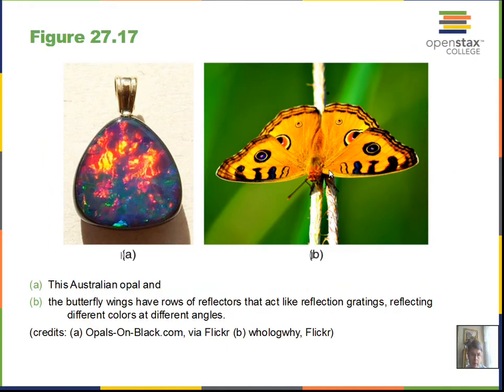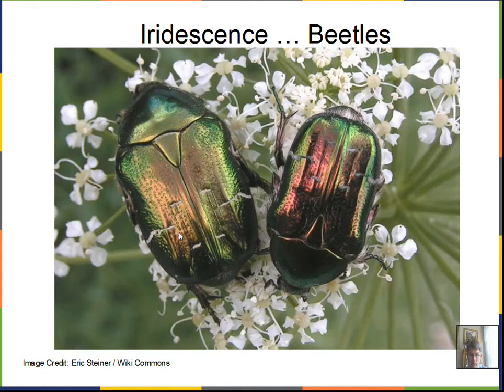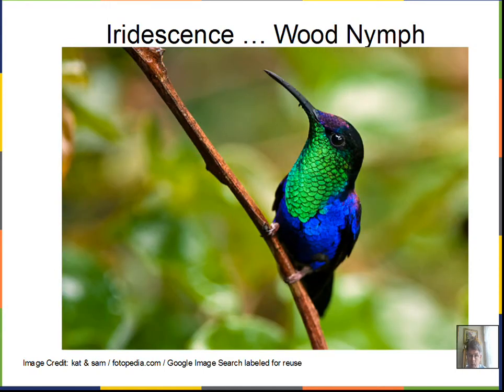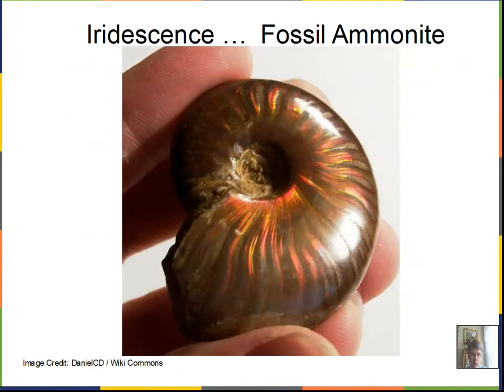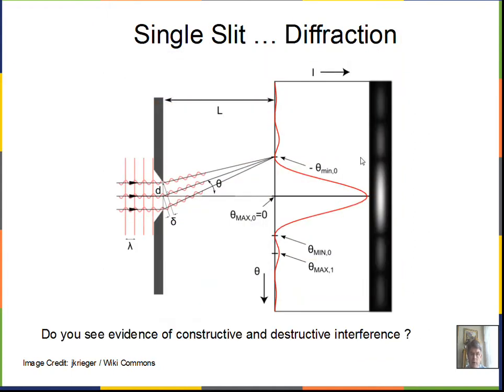So the peacock, butterfly, a mineral called opal. Again, you get this effect of constructive and destructive interference. Certain colors get enhanced. Some beetles here with their shells: view them at different angles and you'll see the colors shift around. Wood nymph, a little bird. Again, vibrant colors produced by constructive interference for that particular color. And a fossil, Ammonite, where there's layering that causes constructive interference for certain colors, makes them appear brighter. Okay, let's move on to the single slit.